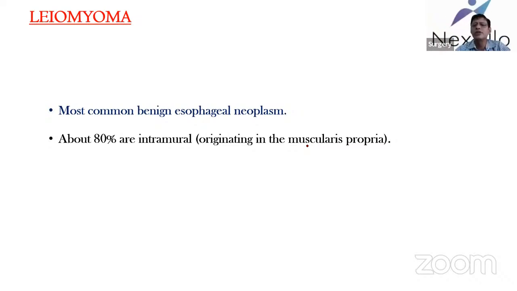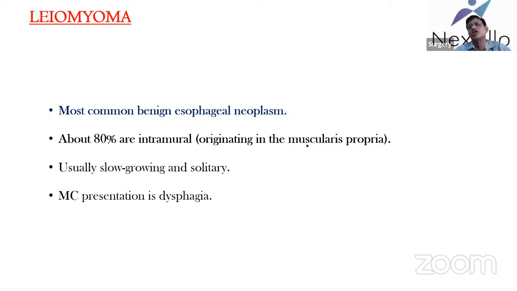So these tumors arise from the smooth muscles. They originate in the muscularis propria. These are usually slow growing and solitary tumors. And the commonest presentation is dysphagia. Whenever the patient presents to us with dysphagia, we perform all the investigations like the barium swallow and the endoscopy. Endoscopy is the investigation of choice for dysphagia. Okay. So here also for the investigation, we can go with barium swallow, and we perform the endoscopy. We see that there is a tumor, we take a biopsy, and the biopsy will tell us which tumor is there.